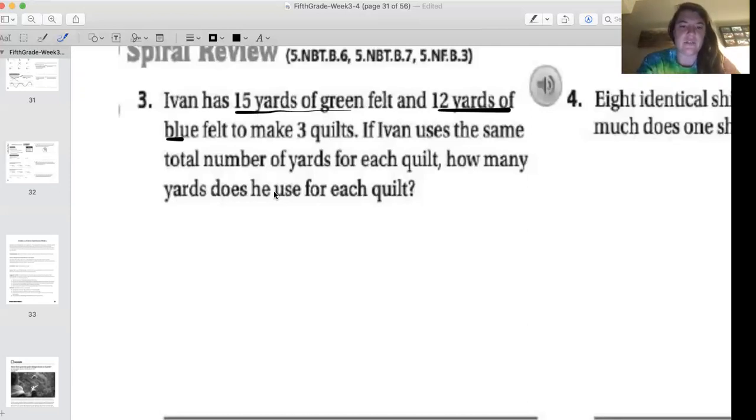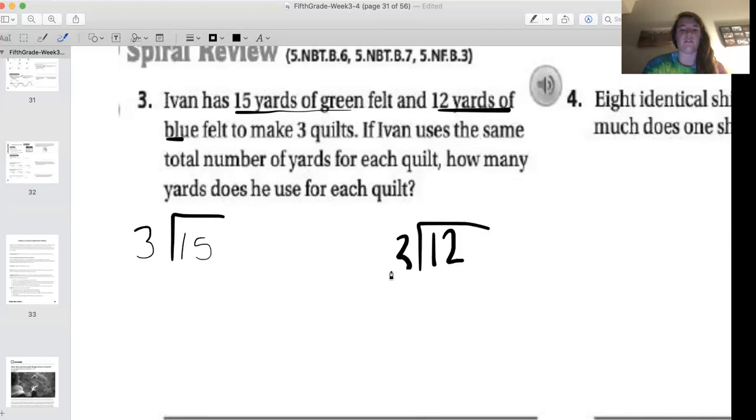So what I would like you to do is, I lost my pen, there it is. Okay, so I want you to take the 15 of the green and divide that for the 3 quilts, and then the 12 for the 3 quilts, and then whatever you get for both of these, I then want you to add them together to get your final answer, just because that question's worded a little weird. So that's how I would like you to do it. I'm not sure if that's what they're implying, but that's what I'd like you to do.